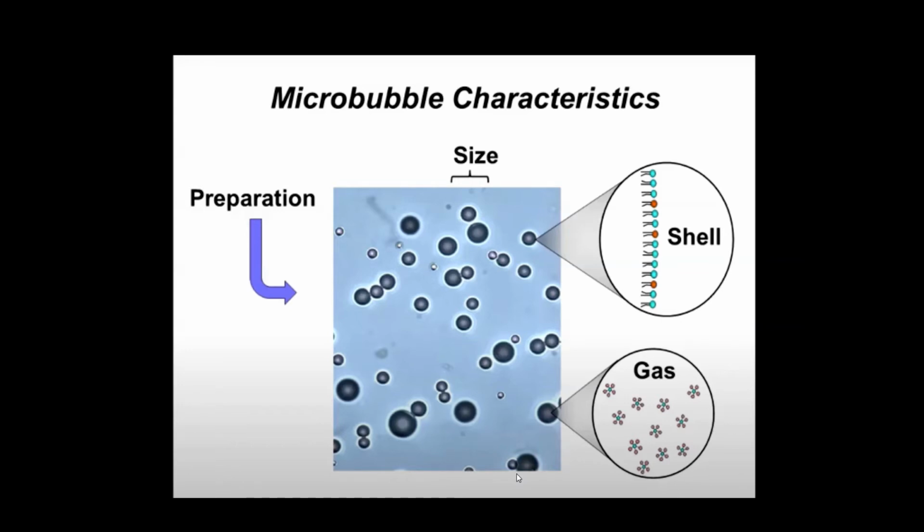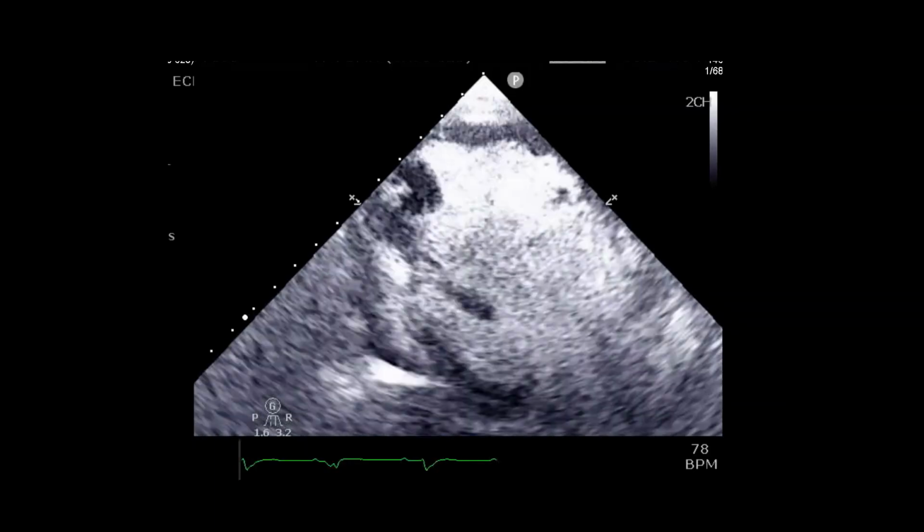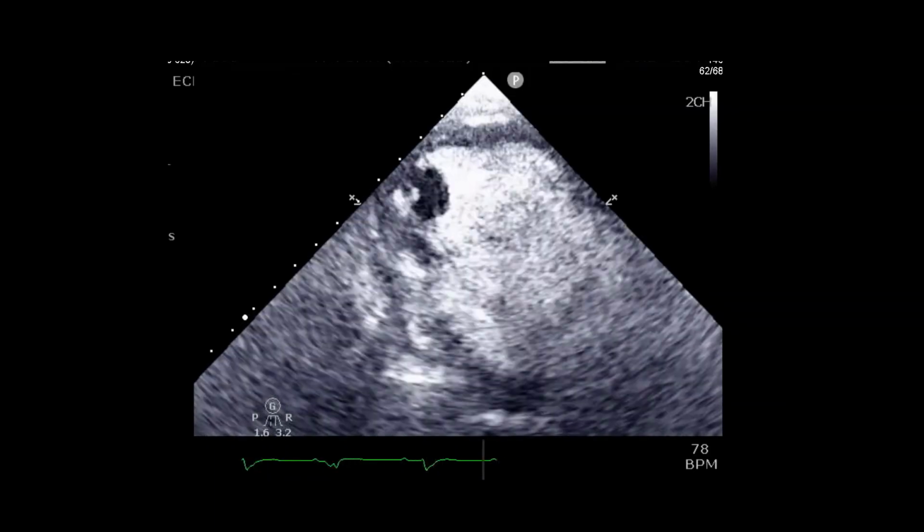So with the small size, the stability of the bubbles allows it to traverse through the pulmonary circulation and into the left ventricle. Whereas you cannot opacify the left ventricle with saline solution, you can do so with microbubbles such as Definity. There is a thrombus there, which is one of the indications for using Definity.